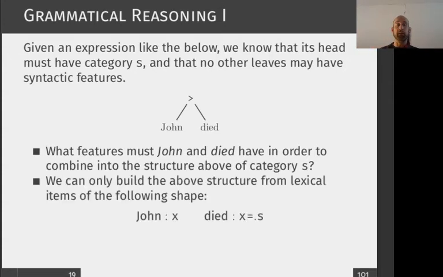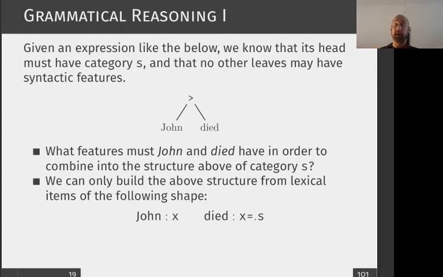Well, easy. You can only build that structure there if John and died are lexical items with the following feature bundles. And by X, I don't mean the particular feature X, I mean any feature with any name X. The crucial thing is that the feature that John has has to be a category feature, and the feature that died has has to be a selection feature. It has to be of the form X equals. And they have to be the same feature name. Right? Because died has to want the kind of thing that John is in order for John and died to be allowed to combine via merge.